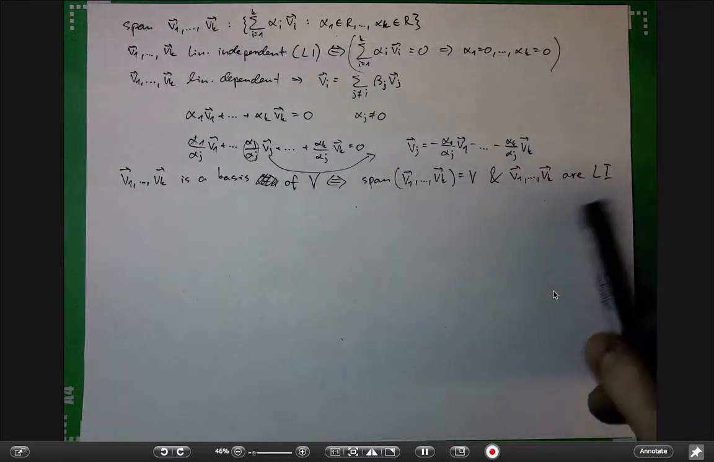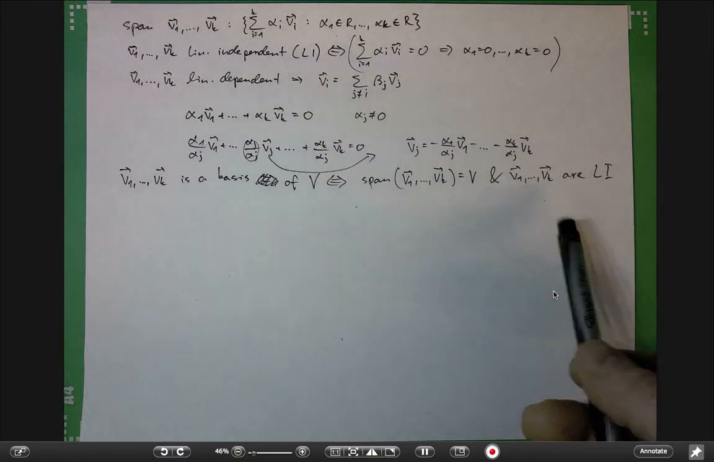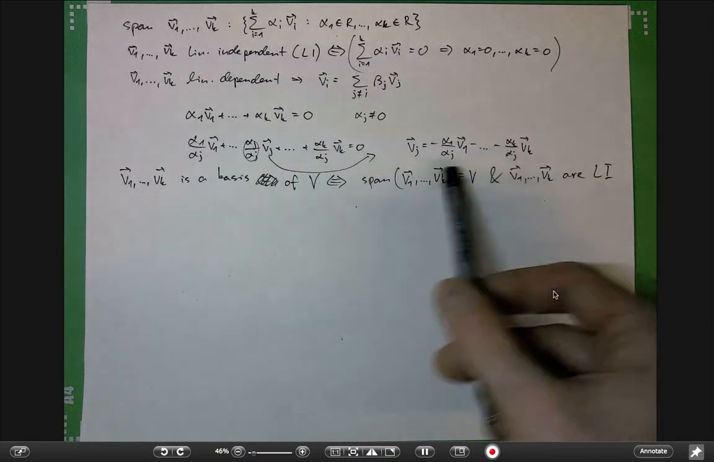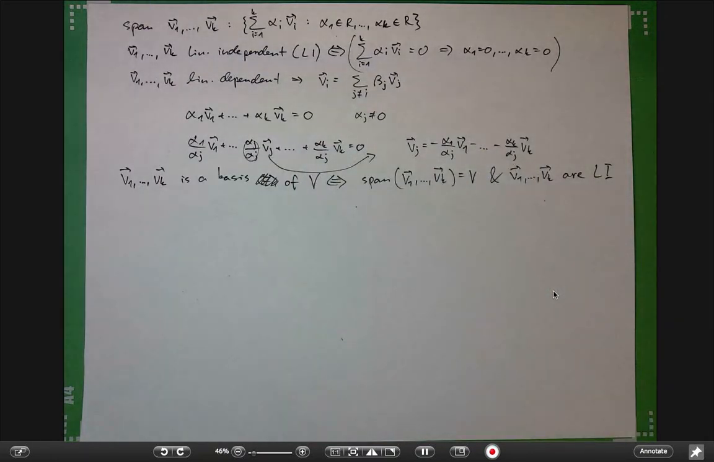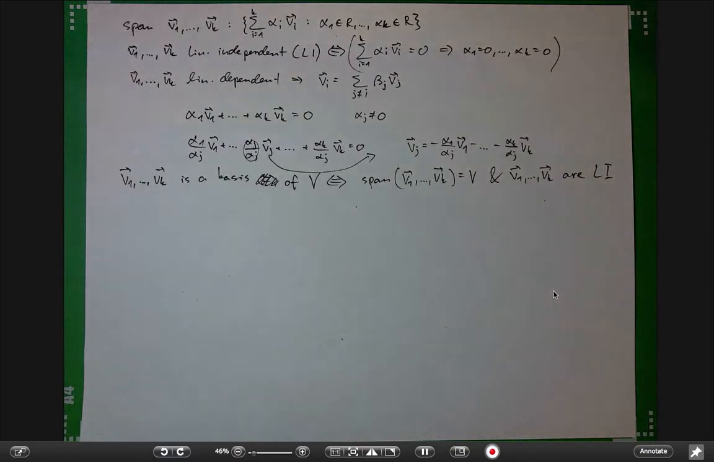Why do I want the linear independence? It's sort of obvious, right? Because if I had one that was linearly dependent on the others, then I could take it away, right? So that's sort of stupid, right? So that's why we define basis as the minimal set of vectors that generates the entire space. And from this we can define dimension.